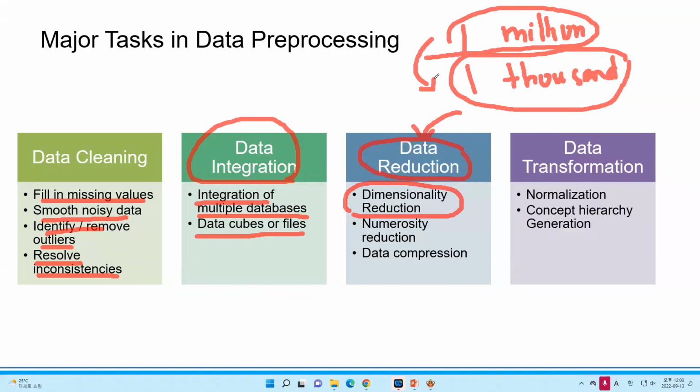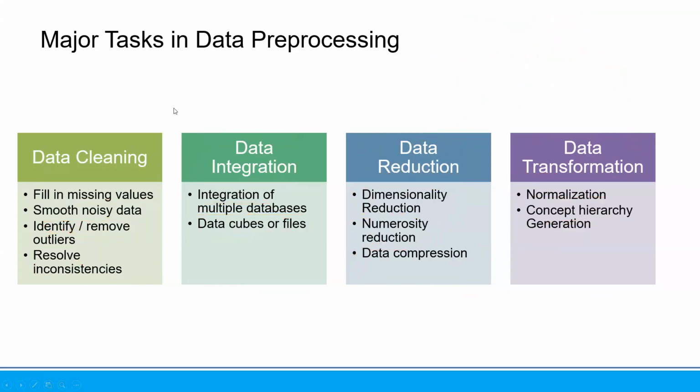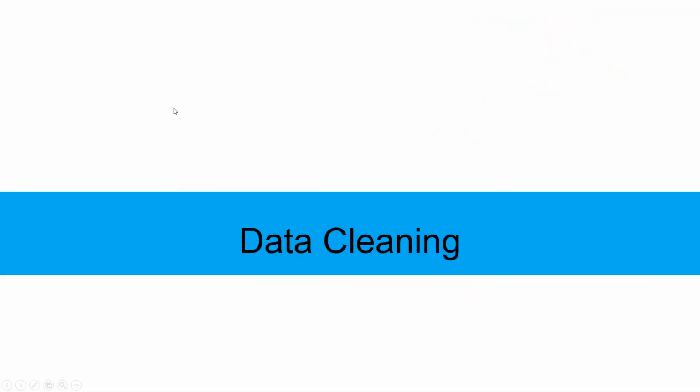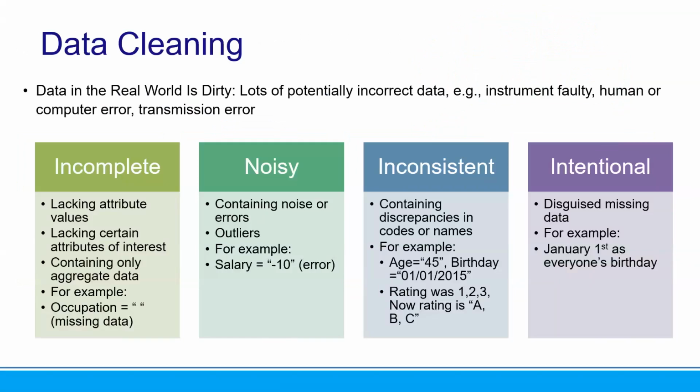And there can be another concept, numerosity reduction, data compression. And we will learn about the data transformation. In the data transformation, we'll learn about normalization and the concept hierarchy generation. Okay, let's see the first one, data cleaning.